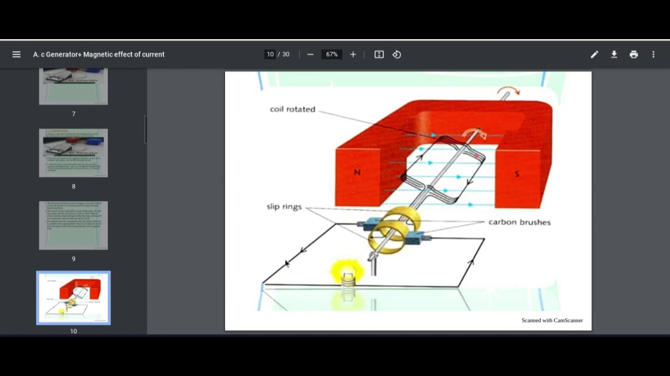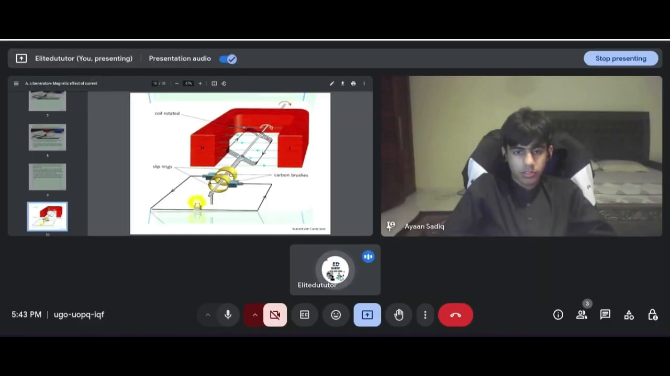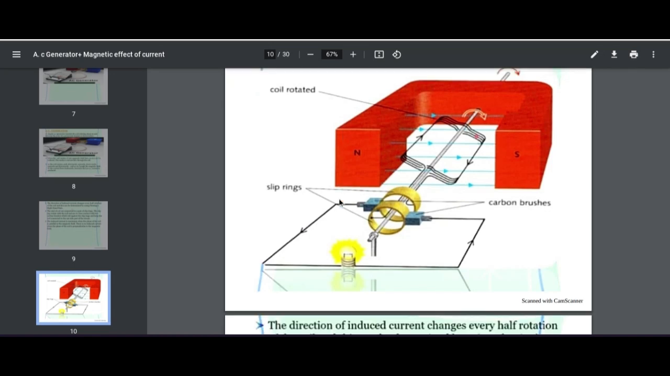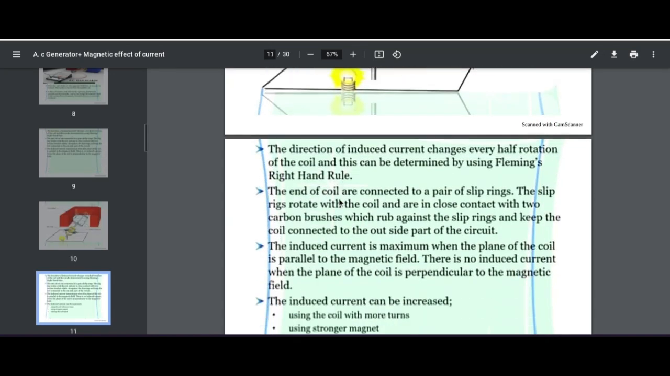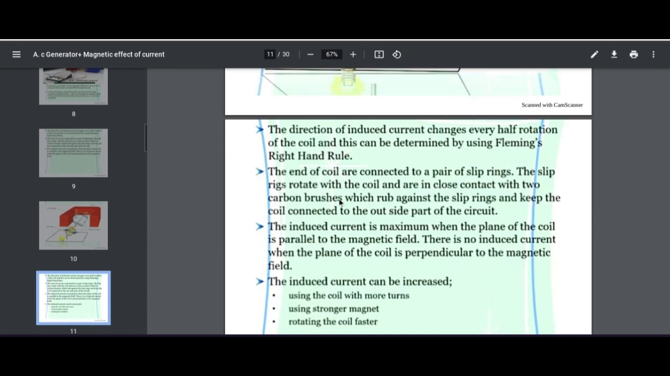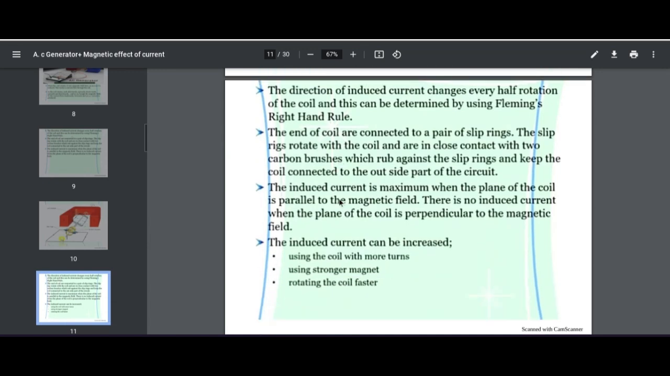So with the slip rings, we have a closed circuit, and you have a bulb. That doesn't matter, maybe you can use an ammeter, maybe you can use that bulb. If that bulb lights up, it means that it's producing a current. That is also the best example to measure whether current is flowing or not inside the AC generator. So the direction of induced current changes every half rotation of the coil, and this can be determined by using Fleming's left hand rule.